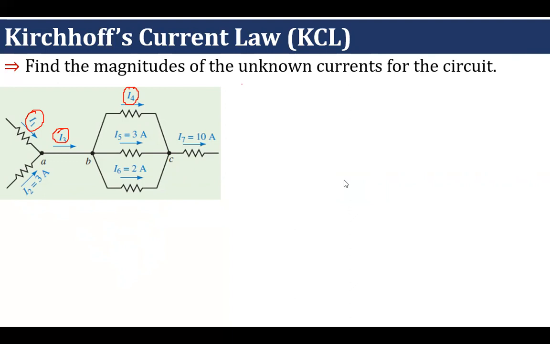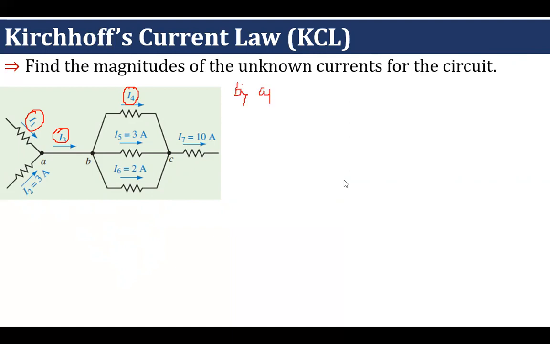Firstly, I'm going to apply KCL at node A. Then I will apply KCL at node B, and then I will apply KCL at node C, and easily I will get all the unknown quantities. Because by applying KCL at three nodes, I will get three mathematical equations, and I am having three unknowns, so easily it can be solved.